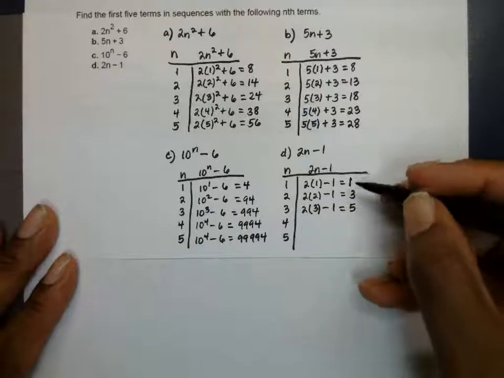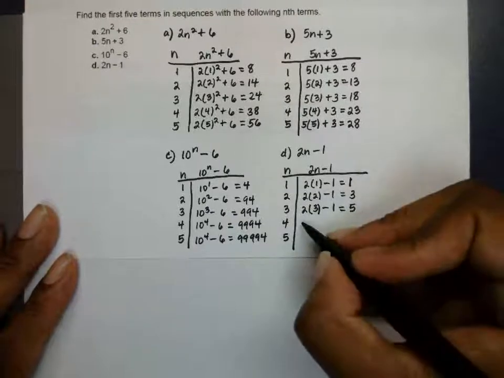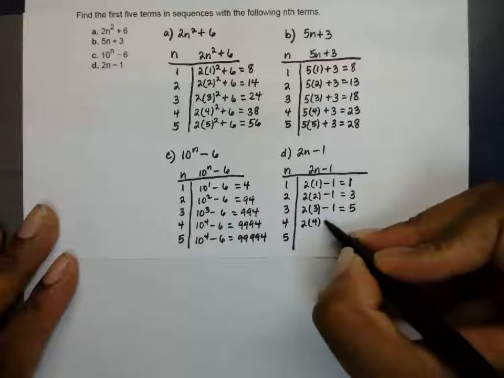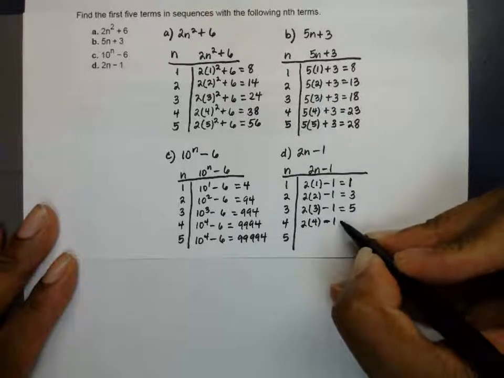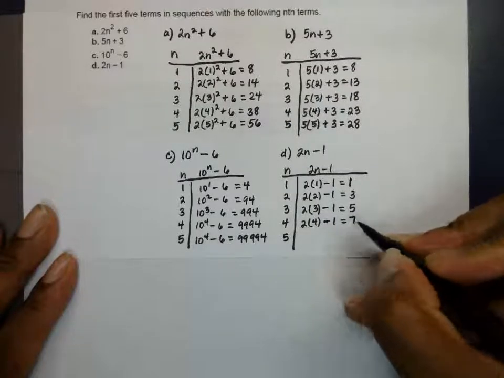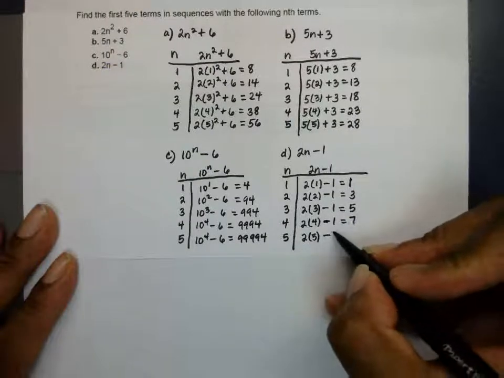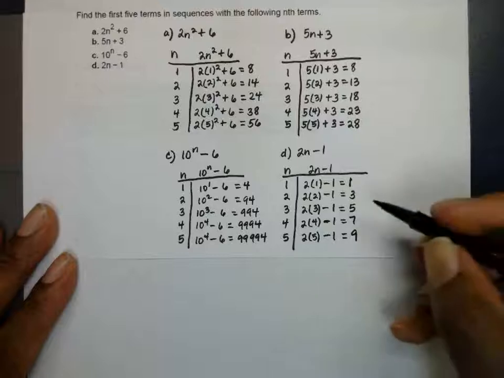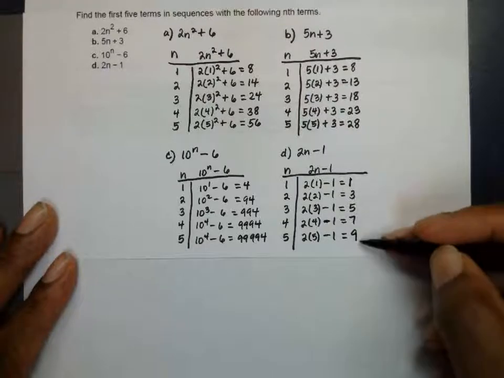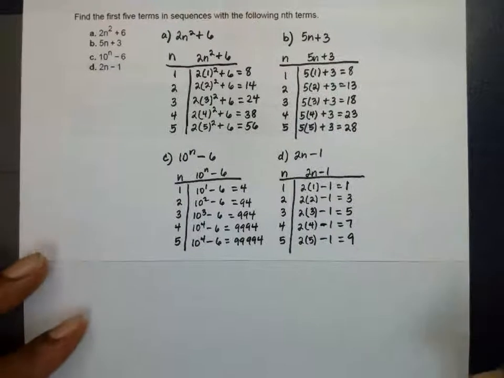And this also has a pattern here. You're adding 2 each time. So for n is 4, this will be 2 times 4, that's 8 minus 1, which is 7. And then finally for n is 5, 2 times 5 is 10. 10 minus 1 would be 9. So here there's a pattern right here for this sequence. We're adding 2 each time.